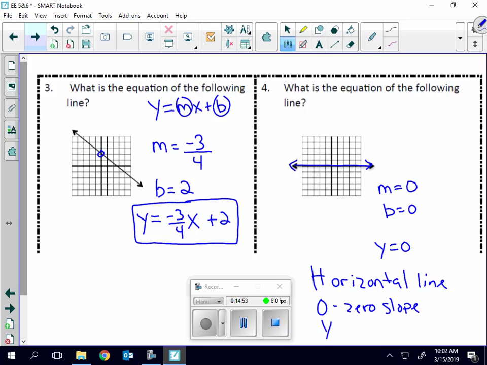and it's a y equals a number equation. In this case, y always is 0. You can test yourself on that. This is the point 0, 0. This is the point 1, 0. 2, 0. 3, 0. Notice y is always 0.